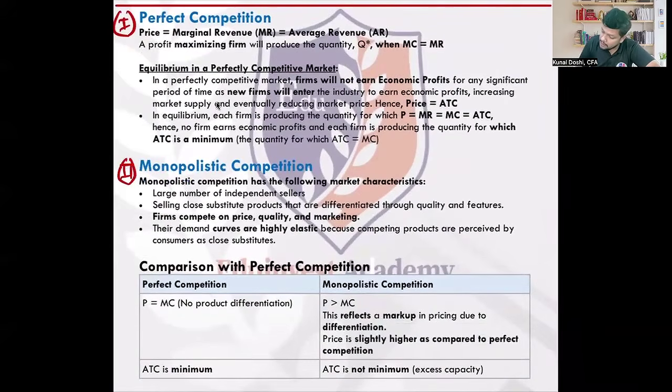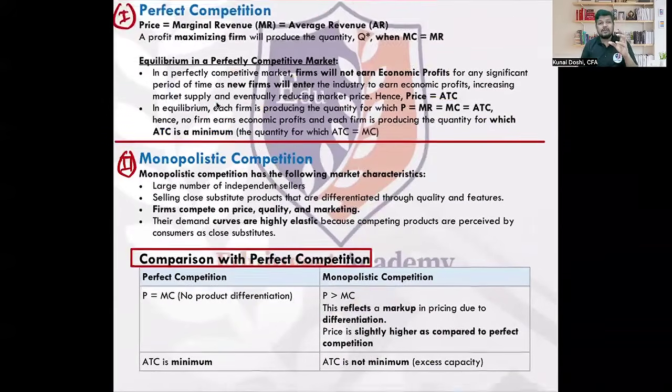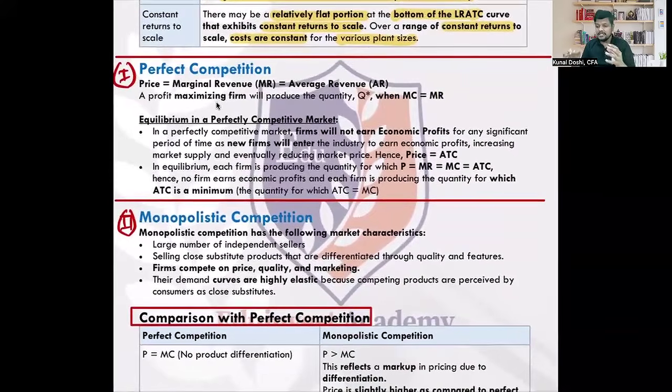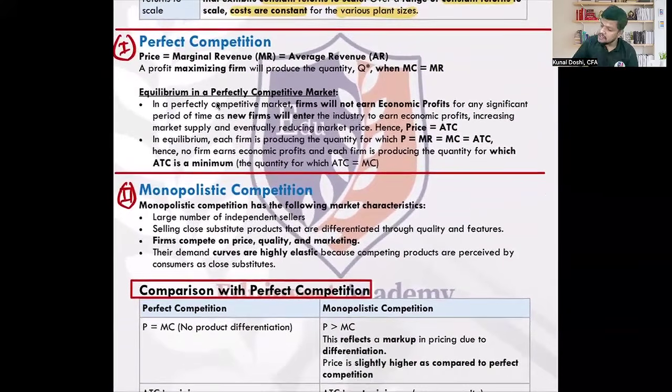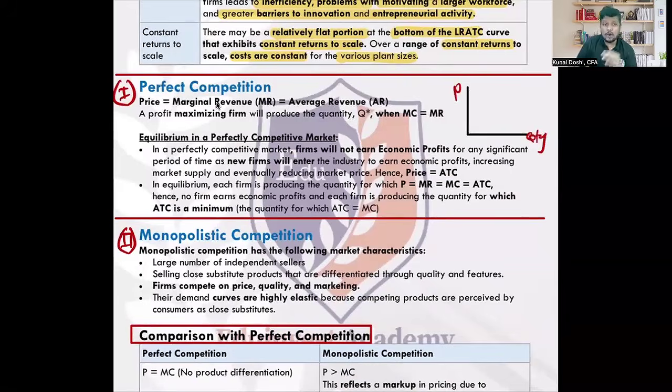But the most important part that I've noticed from the exam point of view is the comparison of both. So I'll focus on the key things. Many of the things we've already discussed, but the comparison of both is very crucial. First of all, perfect competition is the only one where, if I put price and quantity here, normally the demand curve is downward sloping. It's only perfect competition where the demand curve is a horizontal line, which is highly elastic, perfectly elastic.